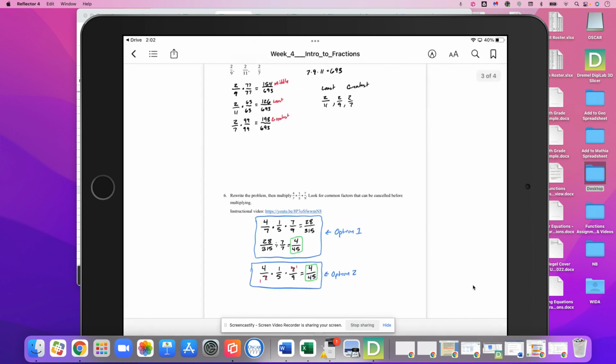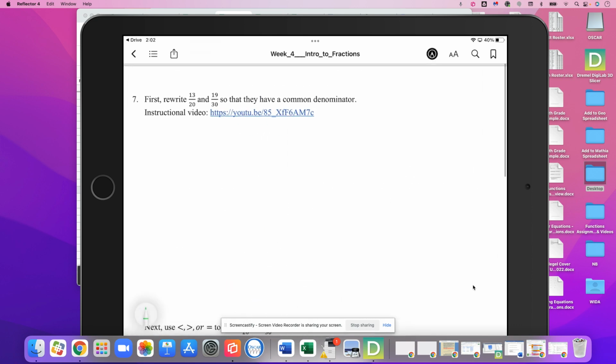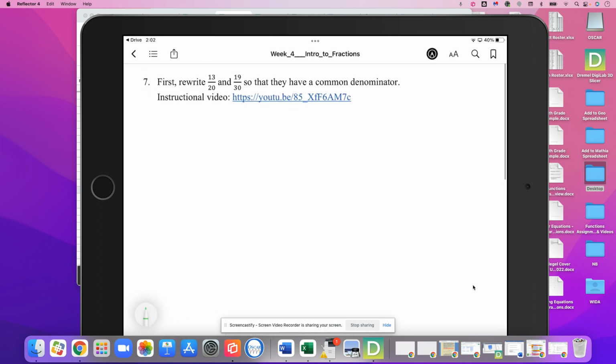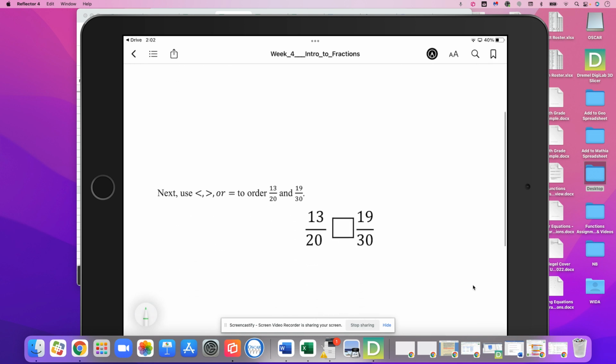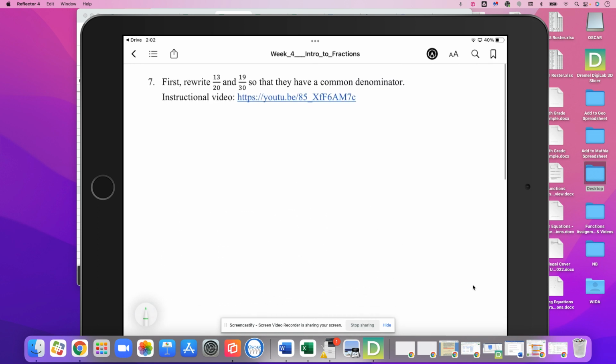Alrighty, on to the last page. So we need to rewrite those two fractions so that they have a common denominator. And then what? Okay. So let's see. I've got 13/20, and I have 19/30. I know that they both go into 60. Another thing that I could do is just multiply those two numbers, 20 times 30, and get 600. 600 would be okay. I see that they both go into 60, so I'm going to use 60.